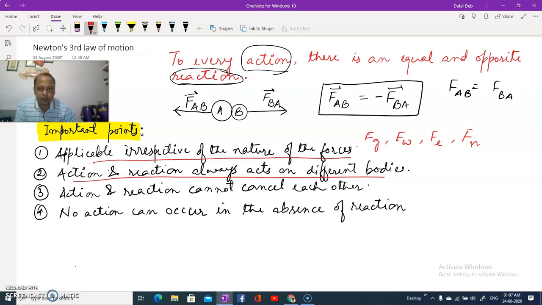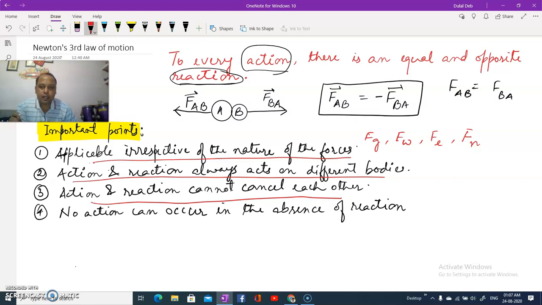Or in the other way, we can consider it as action and reaction cannot cancel each other. Obviously, if they act on the same body, then they will cancel each other. So there will not be any acceleration. So they act on different bodies so that they do not cancel each other out.